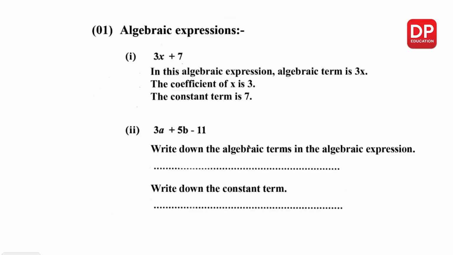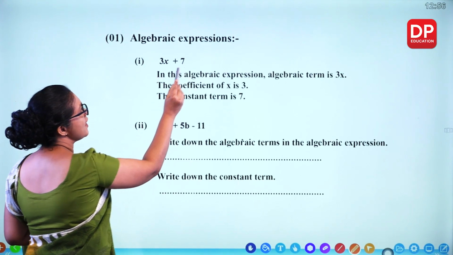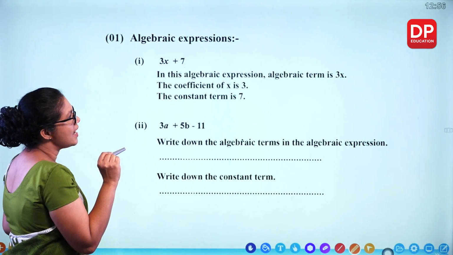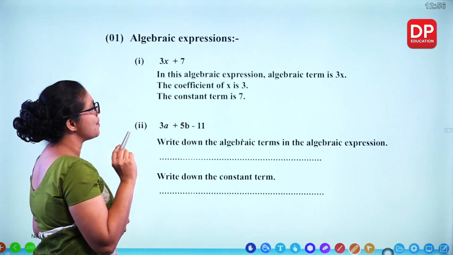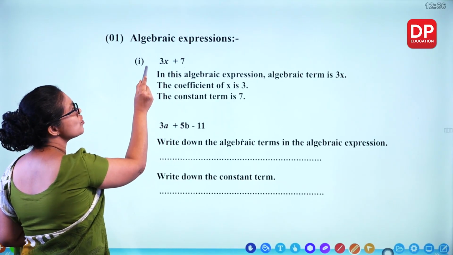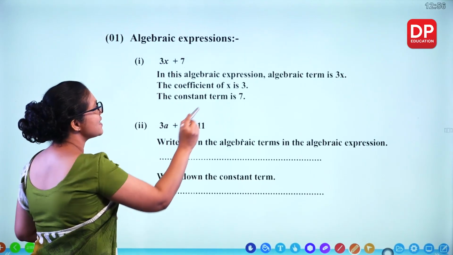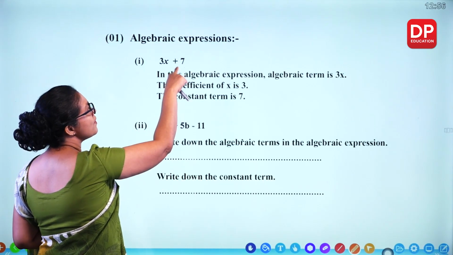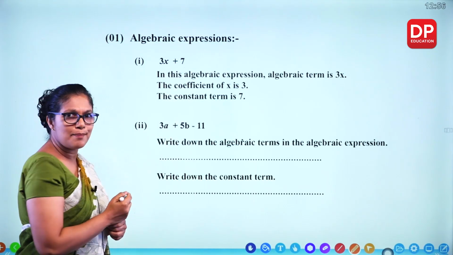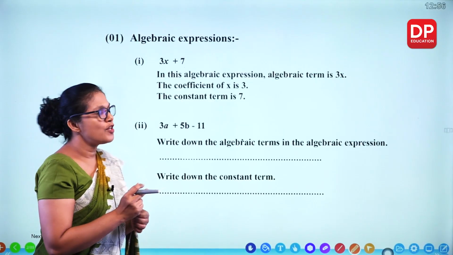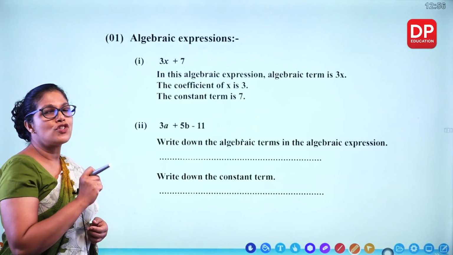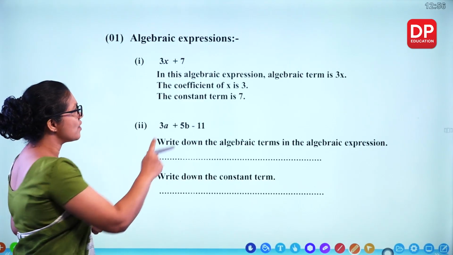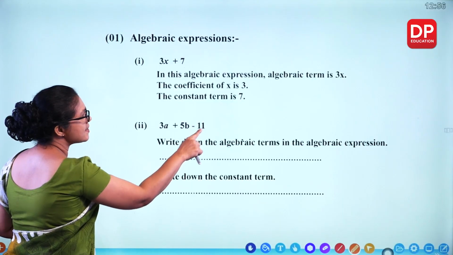We'll take the algebraic expression 3x plus 7. What is this? 3x plus 7 is the algebraic expression. And what is 3x? 3x is the algebraic term. What's the coefficient of the algebraic term? That's 3. And what do you call this number? This is the constant term, 7. So in algebra, you need to know what an algebraic expression is, an algebraic term, the coefficient of the algebraic term, and the constant term.